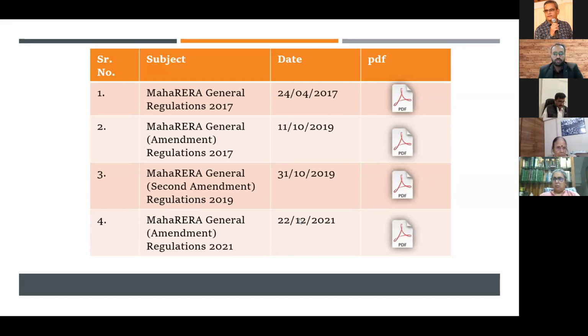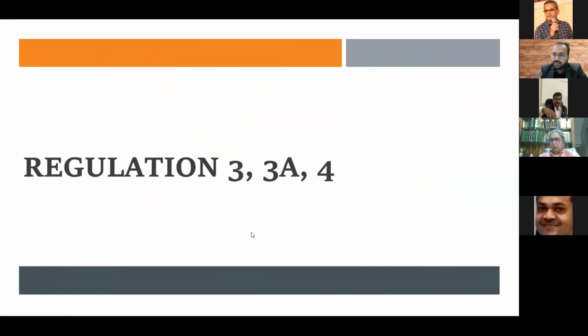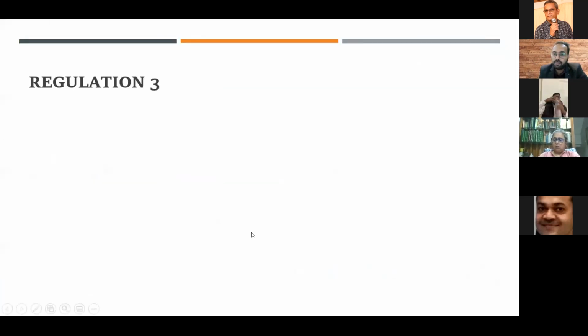So these are the amendments till date. We have got all the amendments right from the beginning, 2017, till date, that is 2021. First, we will see regulation 3, 3A and 4. In this, what are the amendments? Out of that, the first amendment was in regulation number 3. What was the earlier position? Let us see that.